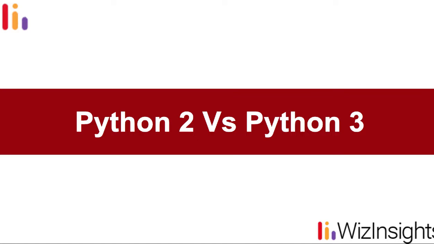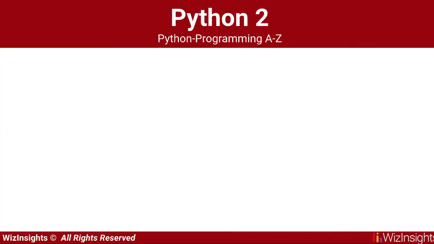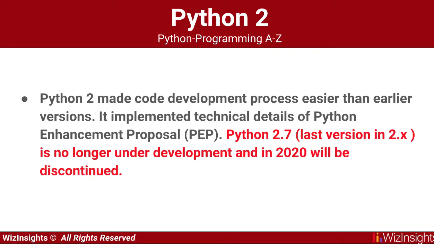In the current lecture, we will go through the Python 2 and Python 3 differences. To understand the difference, we must know about Python 2 and Python 3. Python 2 made the code development process easier than earlier versions. It implemented technical details of the Python Enhancement Proposal, PEP. Python 2.7, the latest version in the 2.x series, is no longer under development and will be discontinued in 2020.